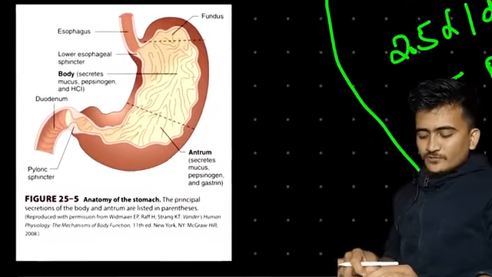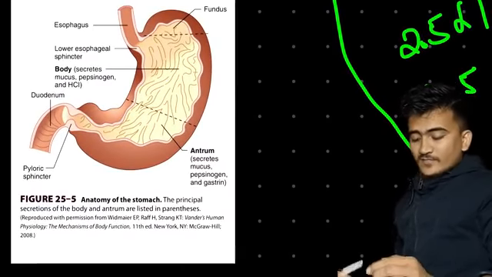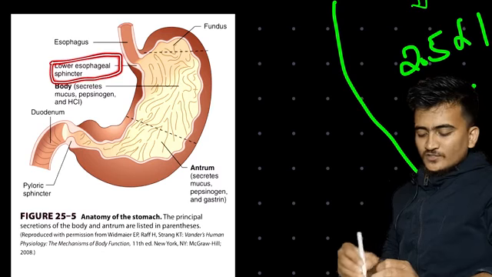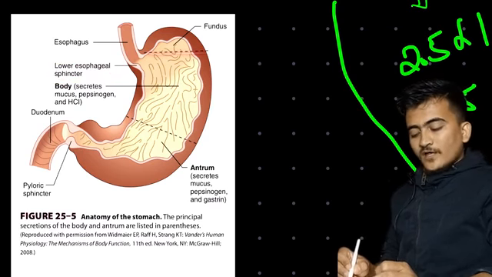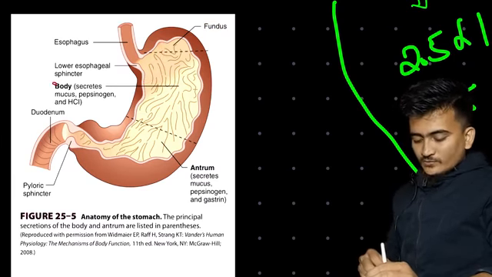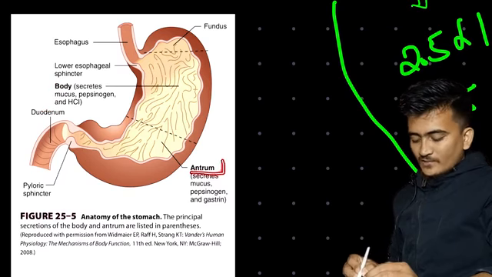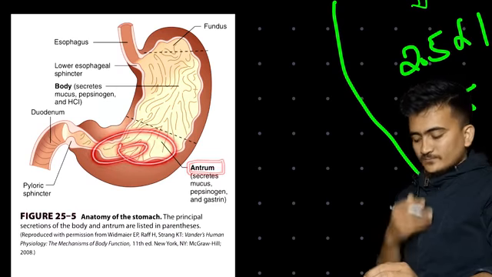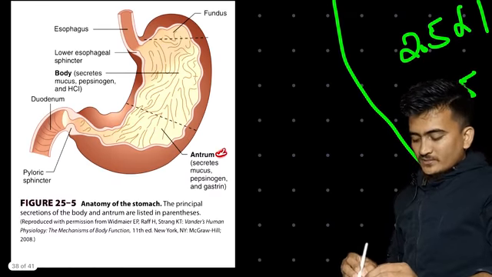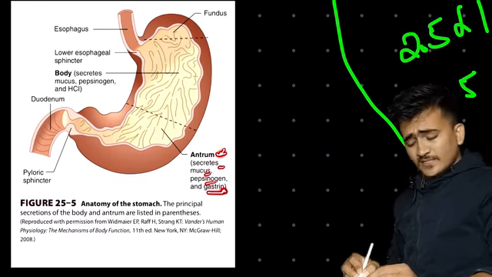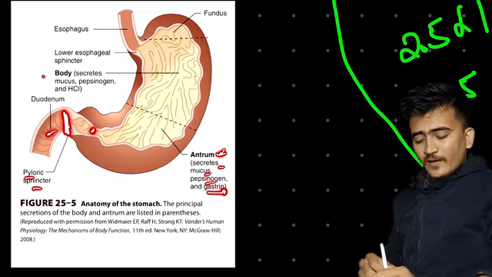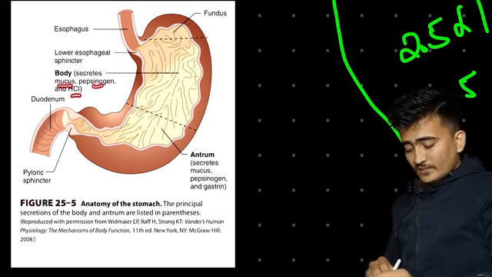Before getting into the secretion part, let us look at this diagram of our stomach, the gastric region. Here we have the esophagus, which ends with the help of the lower esophageal sphincter. Here we have the highest part, the fundus, and this area is the cardiac region. You can see the body area, and the antrum of the pylorus area right here. As you can see, it is mentioned that the antrum secretes mucus, pepsinogen and gastrin. We'll look at this in detail. The pyloric sphincter is right here, which separates the duodenum and the stomach. Similarly, we have the body, which secretes mucus, pepsinogen and HCl.